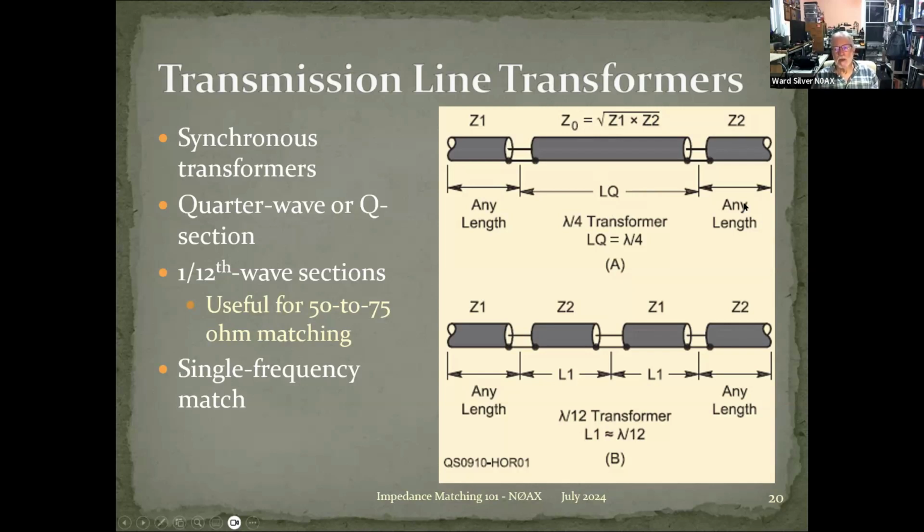For example, if you have a full wave loop, it might give you an impedance of somewhere around 100 ohms. Okay, that's what we've got over here. And we want to match it to 50 ohms over here. So what do we do? Well, we multiply the two together. That's about 5,000. We take the square root, and that's about 70.7 ohms. Don't ask me how I know that.